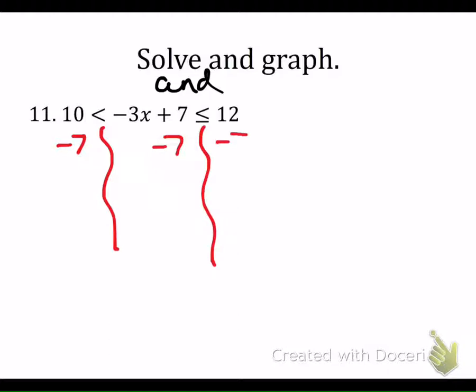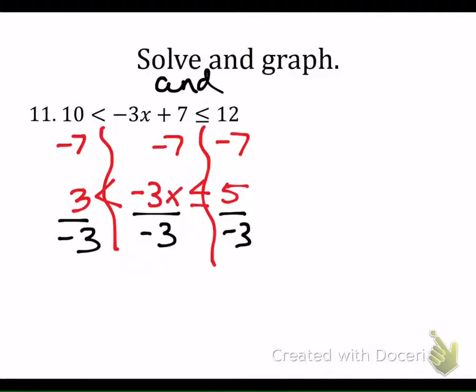All right. What is 10 minus 7? 3 is less than... negative 3x is less than or equal to 5. Here's where it gets tricky. What am I going to do? Divide by negative 3. In all parts, I'm dividing by negative 3. Correct. Now I have negative 1 is greater than x, which is greater than or equal to negative 5/3.